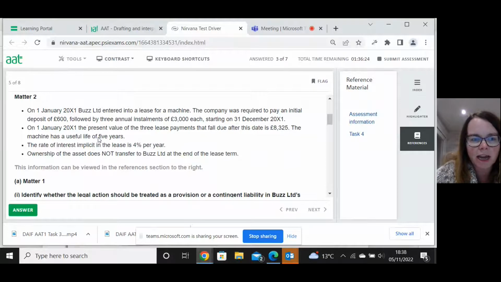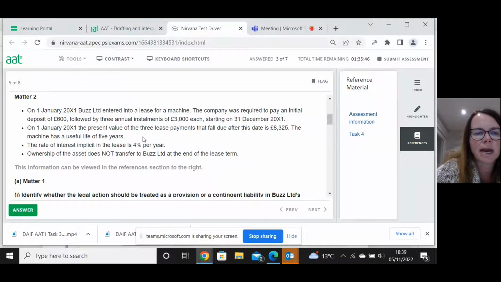Machine has a useful life of 5 years. So we've got a 3-year lease, machine useful life of 5 years. So the number of years that we need to depreciate this lease over depends on whether or not ownership transfers at the end of the lease. So look at this bottom bit. Ownership of the asset does not transfer to Buzz Limited. So in that case, we need to depreciate over the 3 years. If it had said it does transfer, then we would have depreciated over the 5 years.